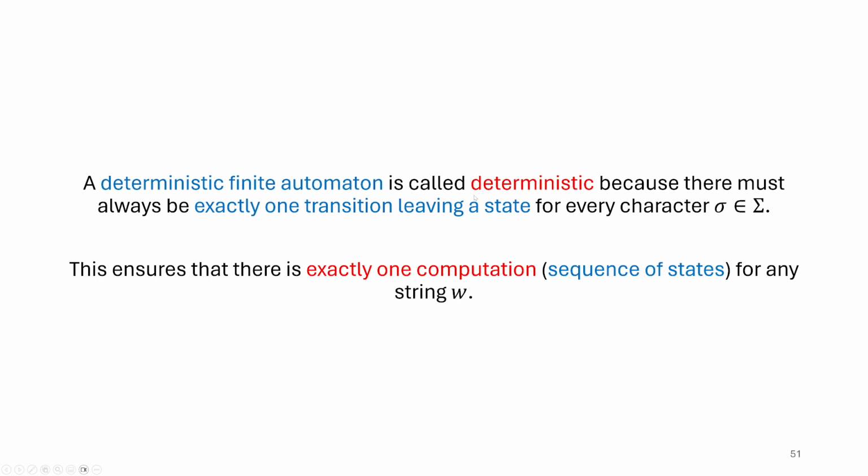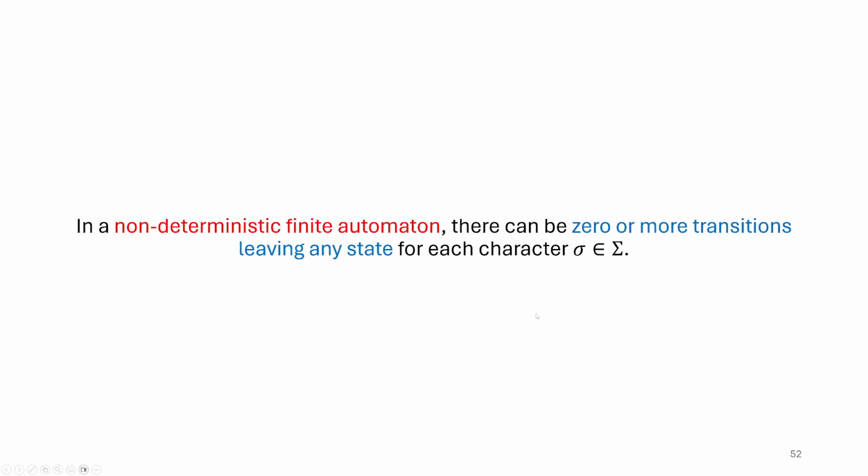This is what makes the machines deterministic, meaning that there will be exactly one path or one computation that we follow when we process a string W. So this is what we mean by deterministic. There's only one outcome from the input. In a non-deterministic finite automata, we changed that rule. So now there can be 0 or more transitions leaving any state for each character from the alphabet.